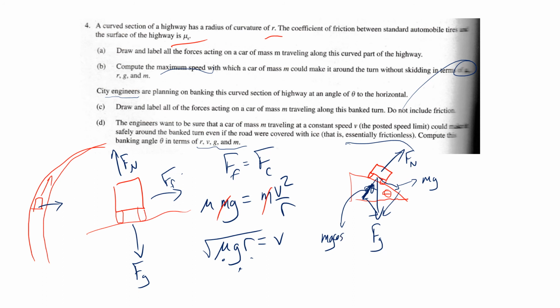mg cosine theta, but I don't actually care about that. This one right here is going to be mg sine theta. That's the force that's pulling it down. So I want the centripetal force, which is going this way, to be made of two forces. It's going to have the force normal, and it's going to have this force here. This force, of course, is going to have to equal that mg sine theta.